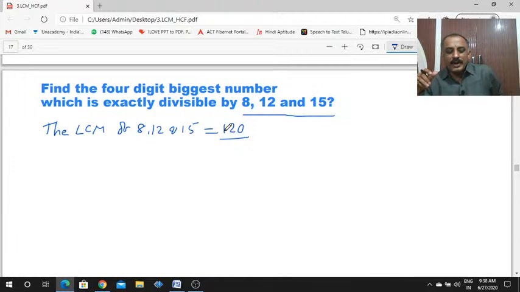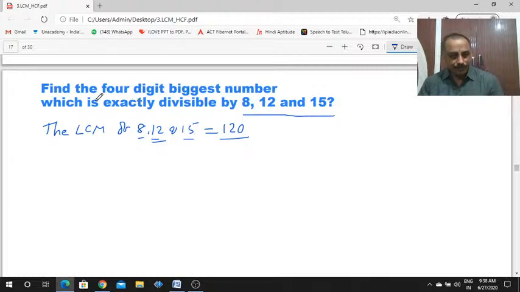Less than 120, take any number. That number is not divisible by all three numbers. For example, take 24. 24 is divisible by 8 and 12. 24 is not divisible by 15. For example, take 60. 60 is divisible by 12 and 15, but that is not divisible by 8. So 120 is the least number which is exactly divisible by 8, 12 and 15.